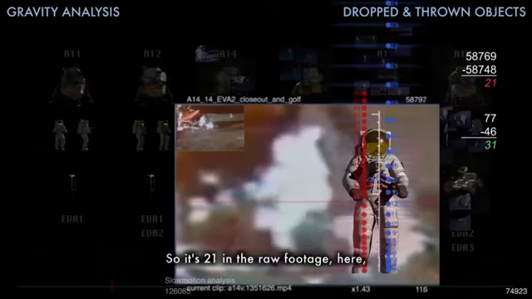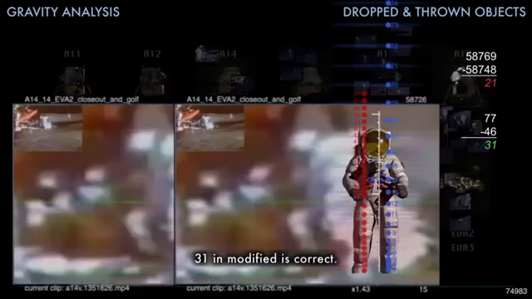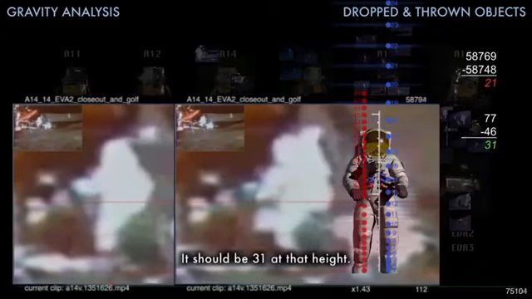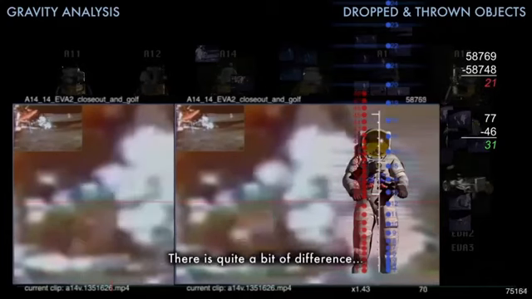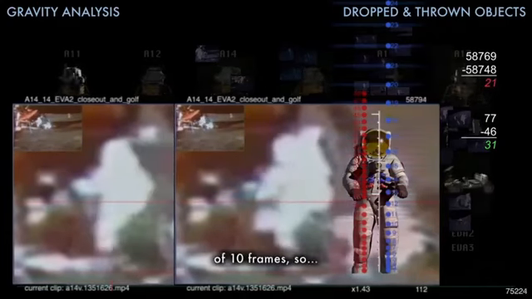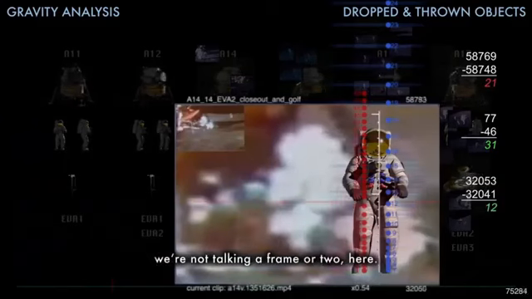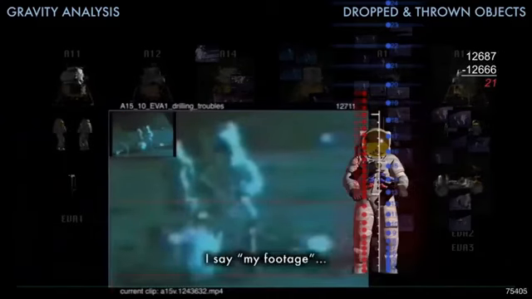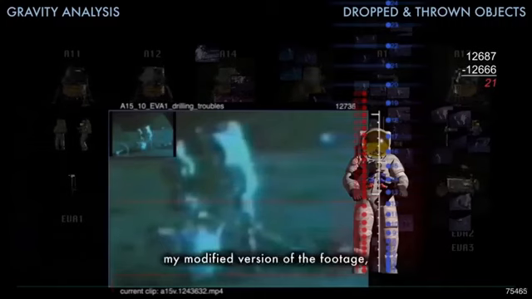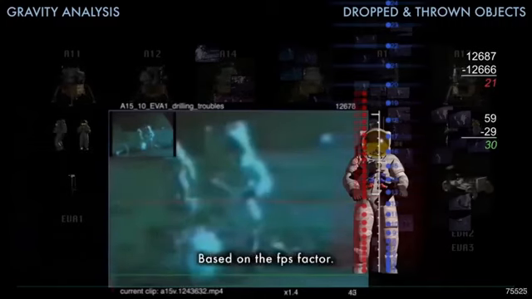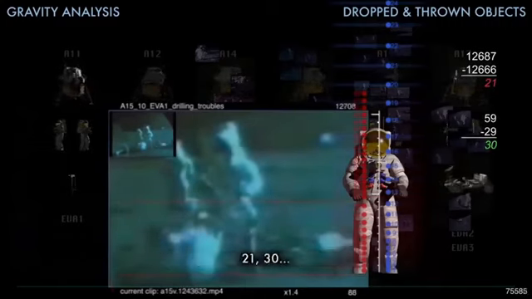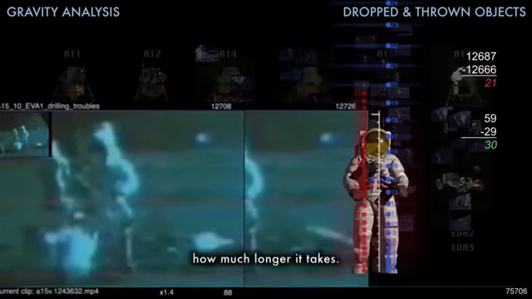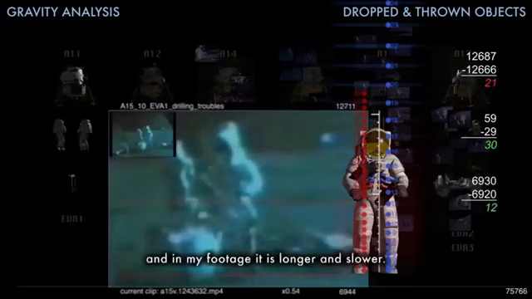So it's 21 in the raw footage here, 31 in the modified is correct. See the difference? It should be 31 at that height. There's quite a bit of difference, of 10 frames, so we're not talking a frame or two here. And in my footage it is 12, which is correct. I say my footage, my modified version of the footage, based on the frames per second factor. 21, 30, you can see how much longer it takes, and in my footage it is longer and slower.